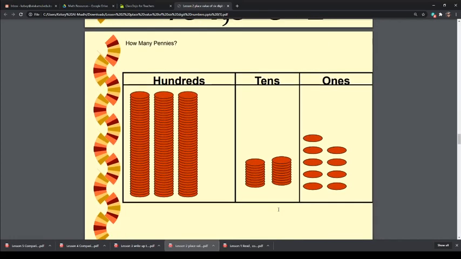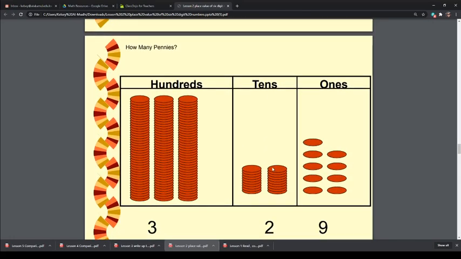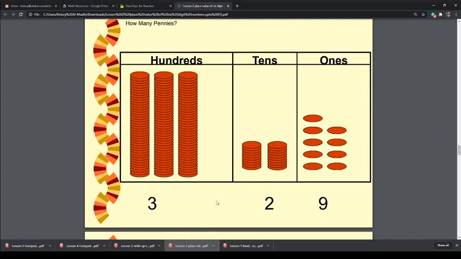So here, if you are counting pennies, you know that you have 1, 2, 3, 4, 5, 6, 7, 8, 9. 9 pennies here. Each stack here represents 10, so that's 2. Each stack here represents 100, so you have 1, 2, 300. 2 tens, which equals 20. 1, 2, 3, 4, 5, 6, 7, 8, 9. 329. And here it is written out, 329.